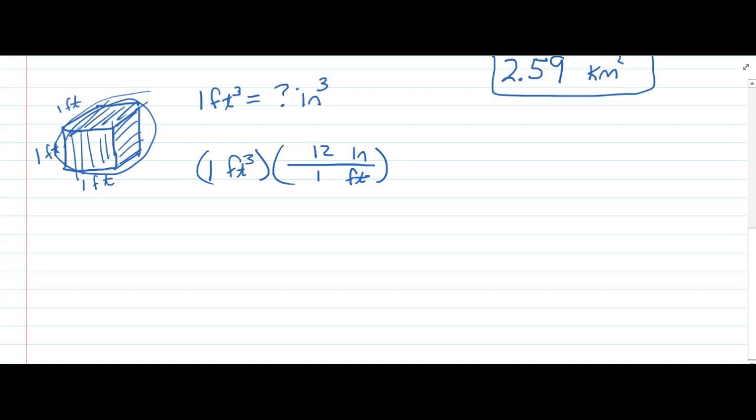Well, we're not dealing with linear units here. We're dealing with volumetric units. The only way feet is going to cancel with feet cubed is if I cube everything in this term. So this becomes feet cubed, and this becomes inches cubed. Well, all you have to do is cube the inches. So 12 to the 3rd power, and you get 1,728.